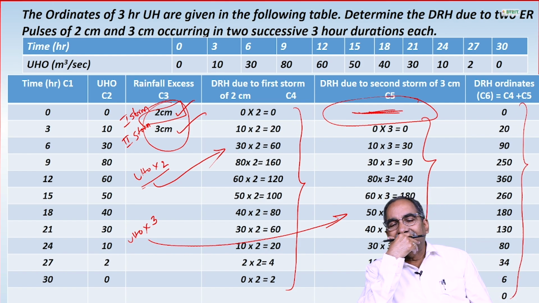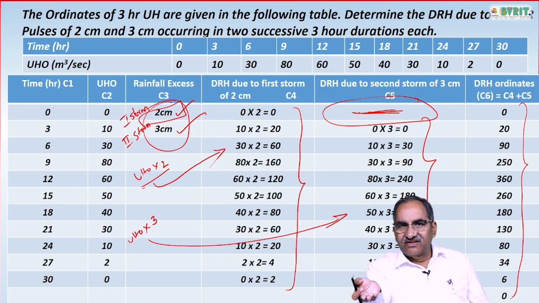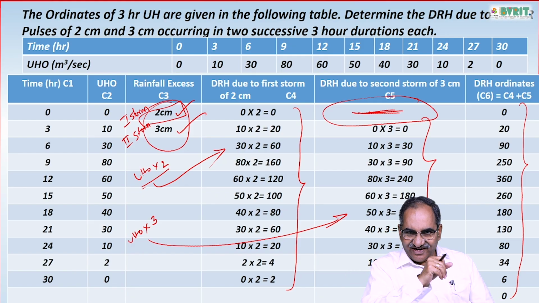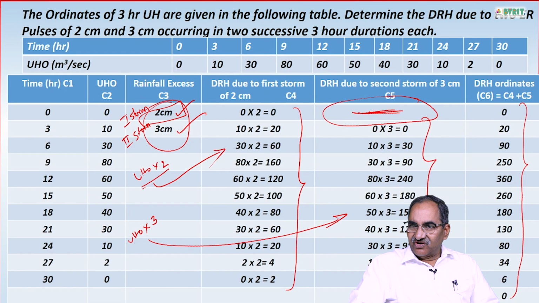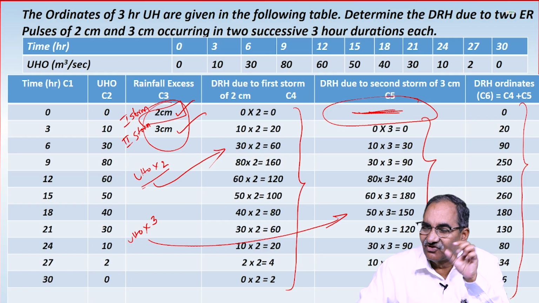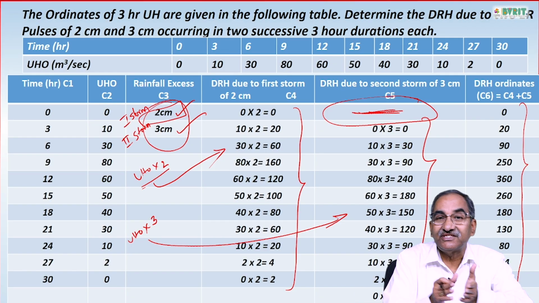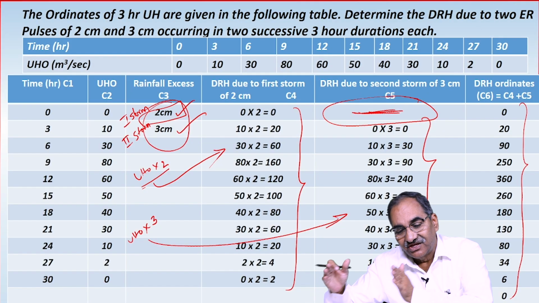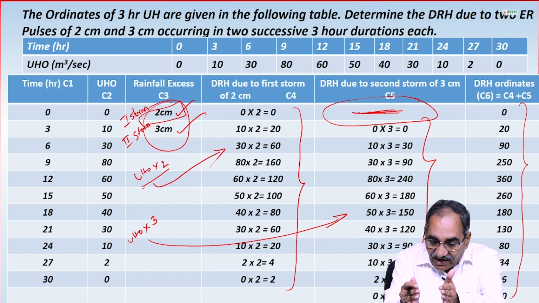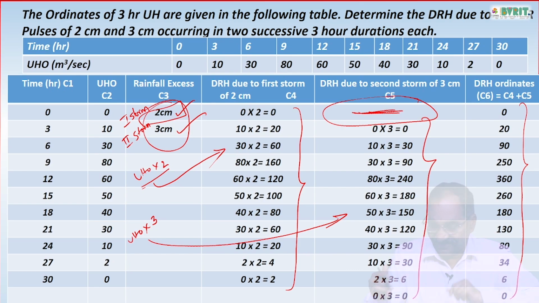He asked only for direct runoff ordinates. He did not ask for storm hydrograph ordinates because he has not given the base flow, so you cannot calculate the flood hydrograph ordinates. Now how many rainfalls are there? There are 2 rainfalls: one is 2 centimeters, one is 3 centimeters. 2 centimeters is the first 3 hours, 3 centimeters is the next 3 hours. That is why the first storm has occurred completely. The second storm started after 3 hours. Now if you sum it up, you get the direct runoff ordinates.